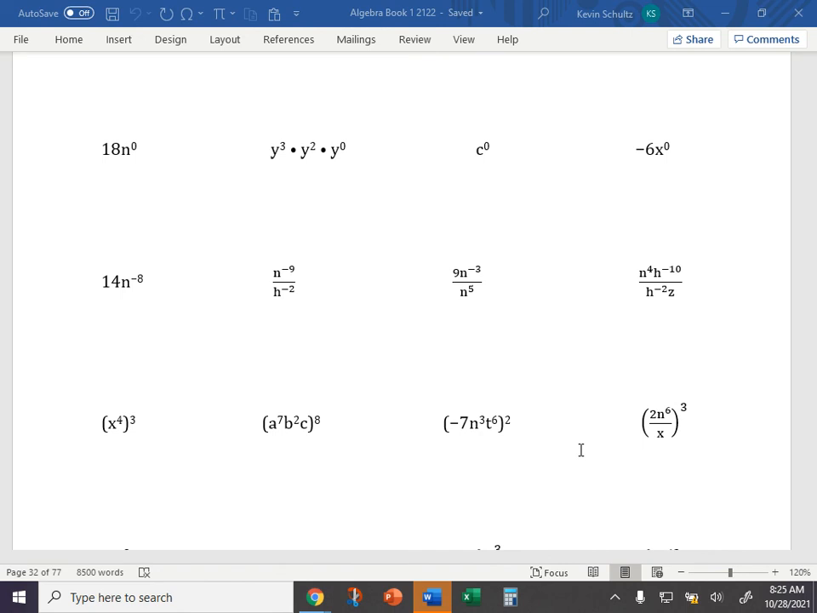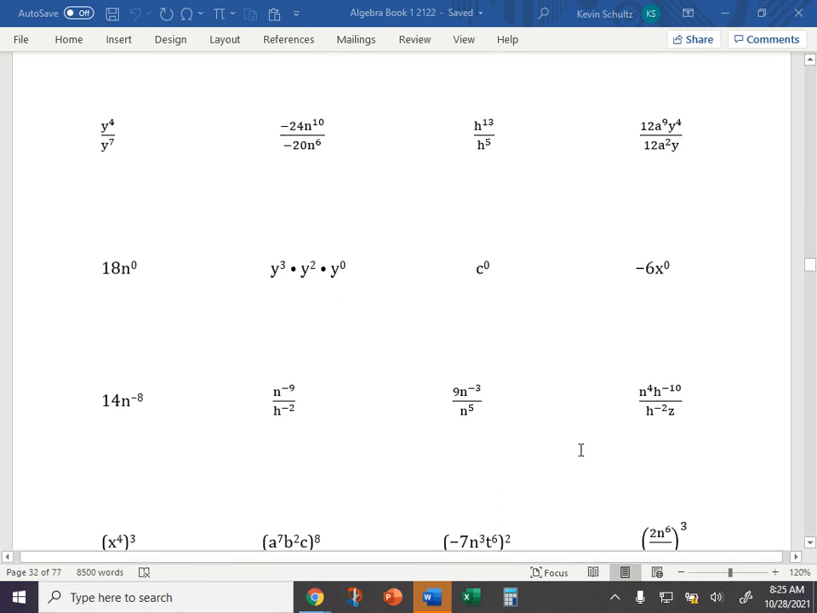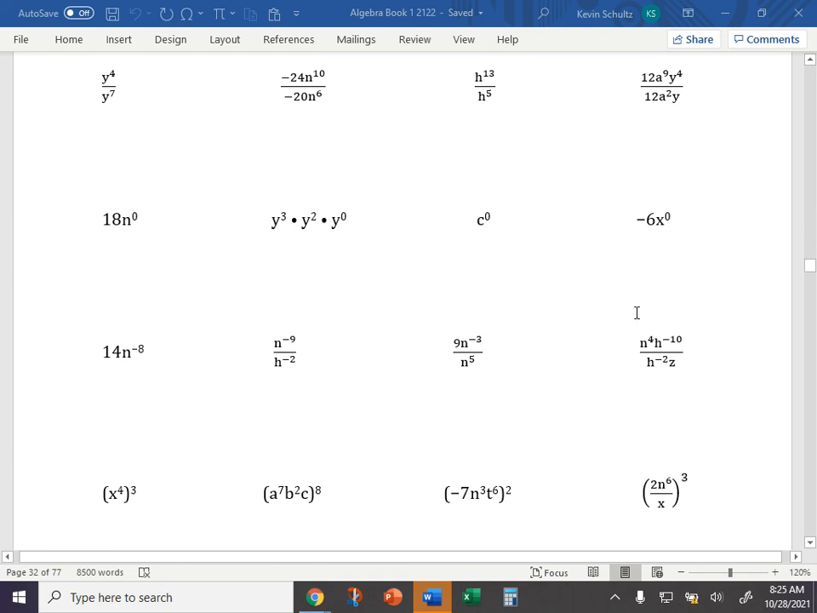Fourth row, first one. Which one is that? 14n to the negative 8th. We have several examples on this objective that you can check out. So go to CO13, take a look, and then if you still have questions, then you can ask me. The one after that, we have examples of that one too.